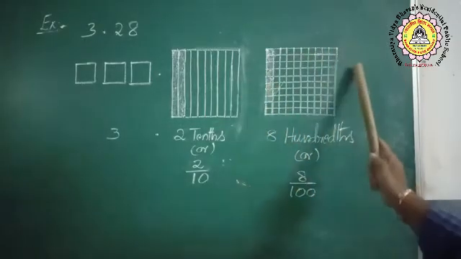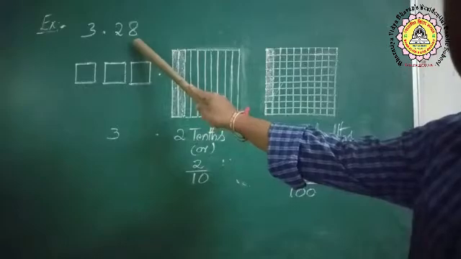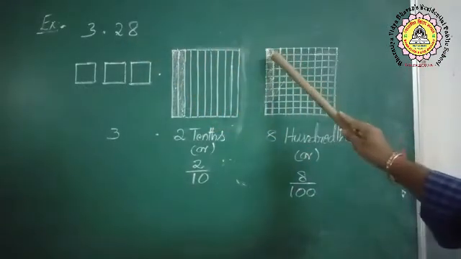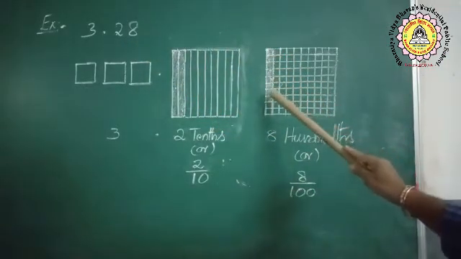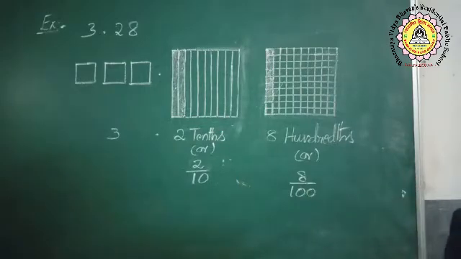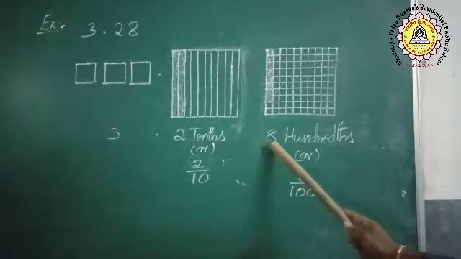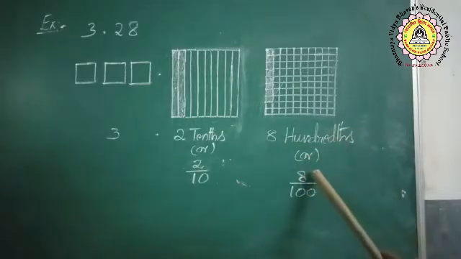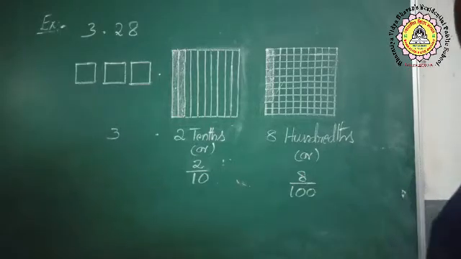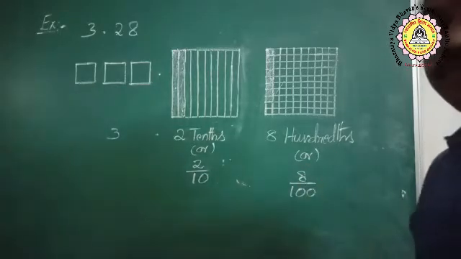This is the hundredths place, no. In the hundredths place, what is the digit there? 8 is there. That's why 1, 2, 3, 4, 5, 6, 7, 8 parts. 8 parts I shaded here. So this is called 8 hundredths or 8 by 100. It's nothing but 8 parts shaded out of 100 parts. Understand?